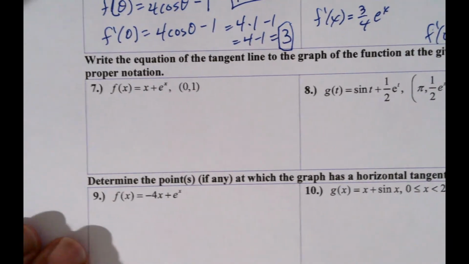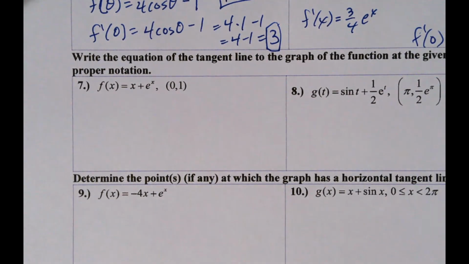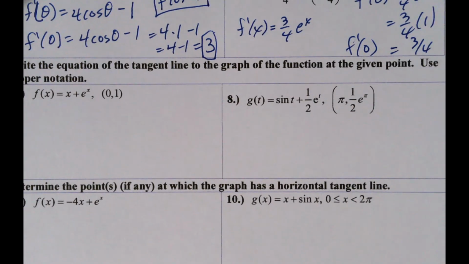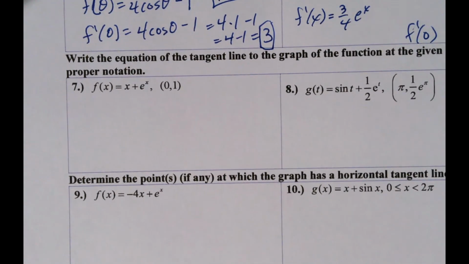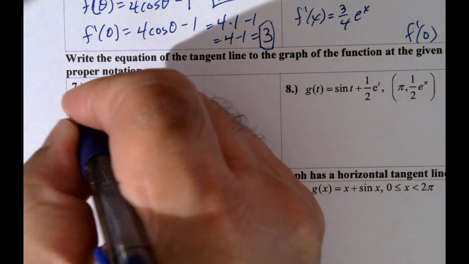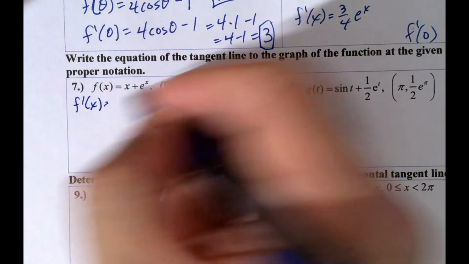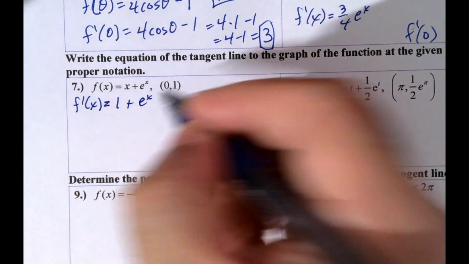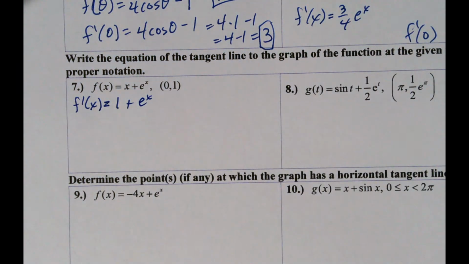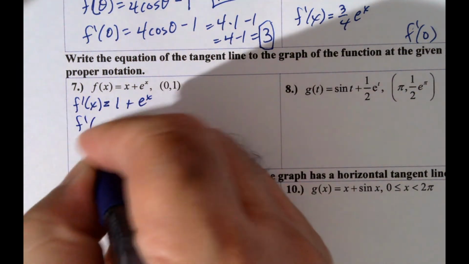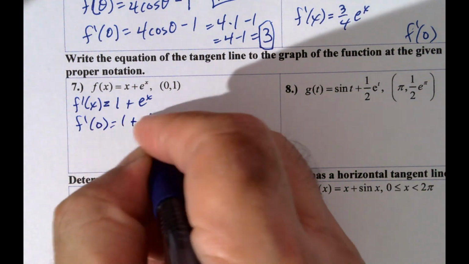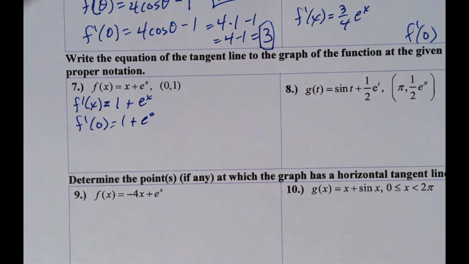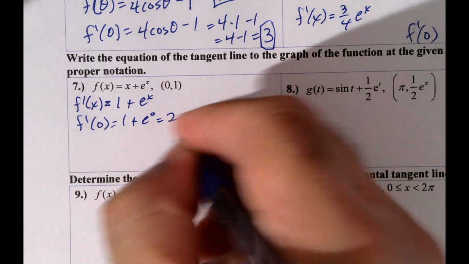Number 7, we are doing write the equation of a tangent line to the graph of the function at the given point. So we want the equation of the tangent line. All right, so we work this out. So we need a derivative. Derivative of x is 1. Derivative of e to the x is e to the x. Plug in the 0. 1 plus e to the 0. Remember, anything to the 0 power is 1. So that means the slope is 2.